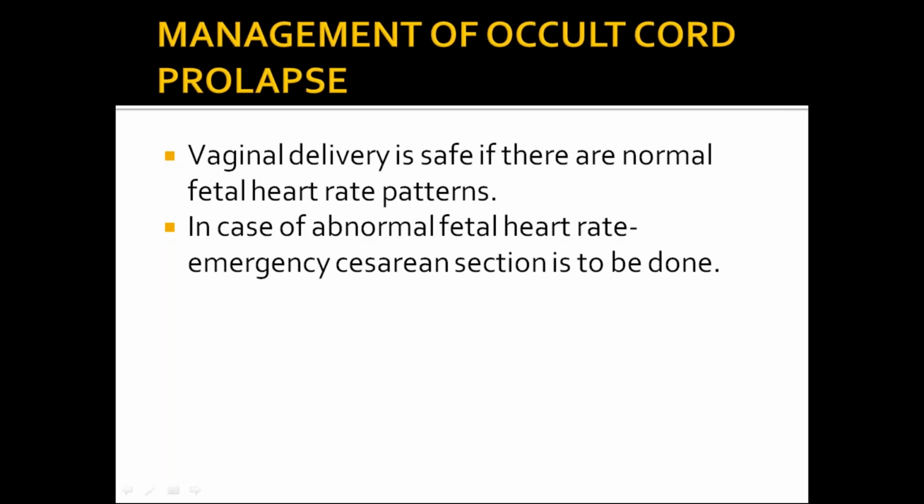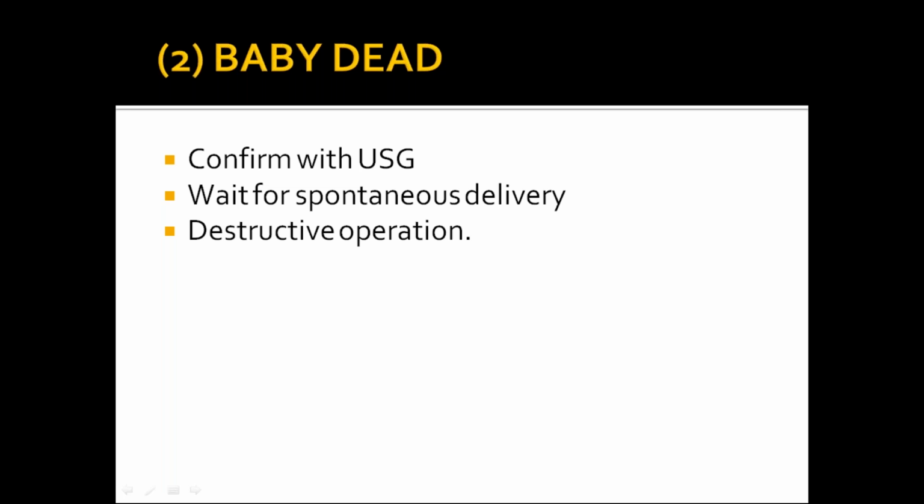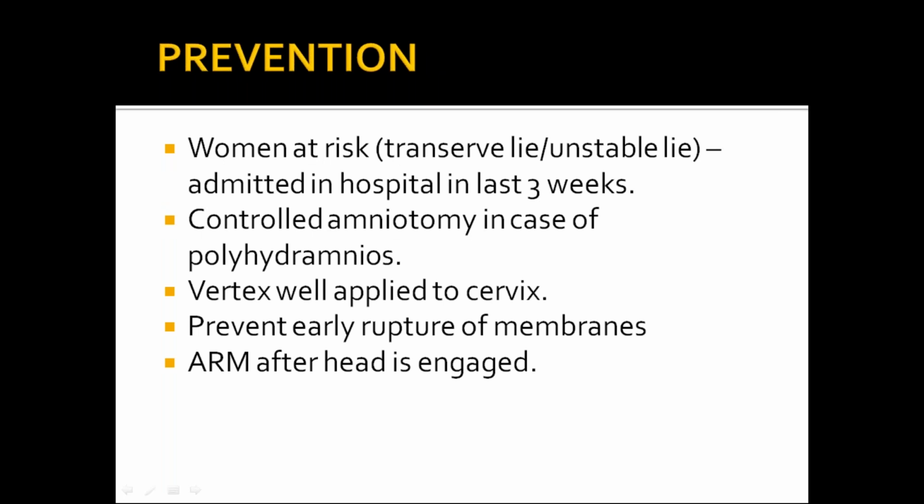And management of occult cord prolapse. Vaginal delivery is safe if there are normal fetal heart rate patterns. In case of abnormal fetal heart rate, emergency cesarean section is to be done. If the baby is dead, confirm by USG. Without confirmation by USG, we are not supposed to announce that the baby is dead. Wait for spontaneous delivery, or we can go for destructive operation.